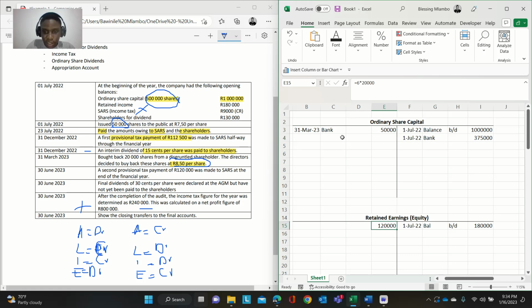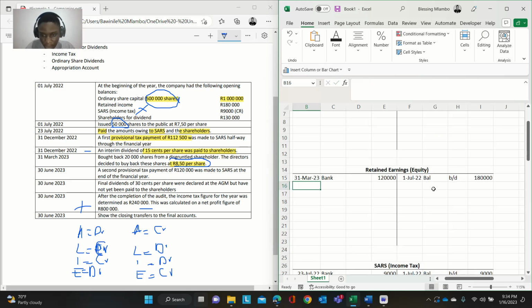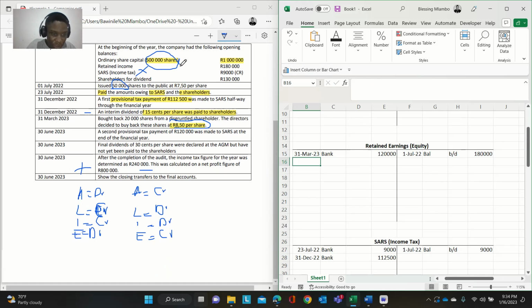So that 6 rand is going to be multiplied by 20,000 to get the amount at which we're going to decrease the retained earnings. And this goes through bank because it's part of the amount we paid. Perfect. Hope you understand that.